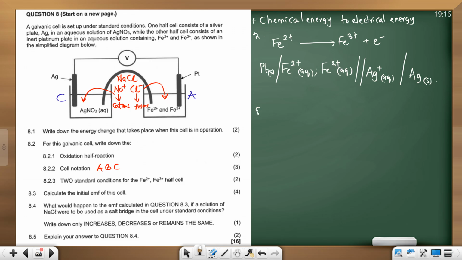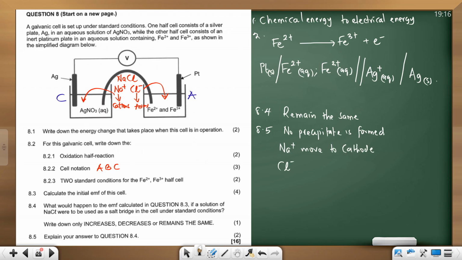Okay, but anyway, according to this, it will remain what? It will remain the same. And why would that remain the same? No precipitate is formed, as the sodium ions move to what? The cathode, and the chloride ions move to the anode. But you understand my concept, right? The examiner wanted the chloride ions to go into the silver to form what? Silver chloride.